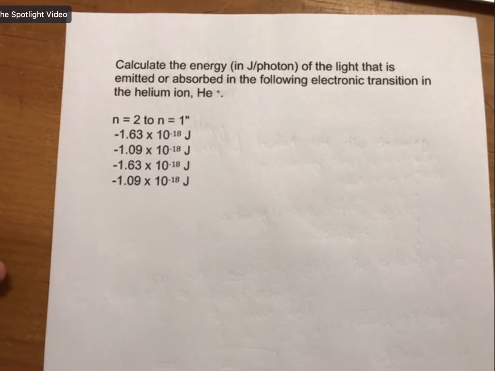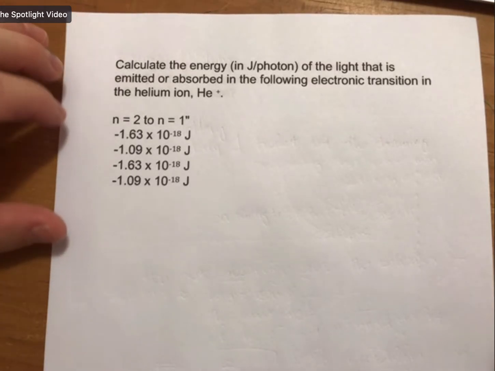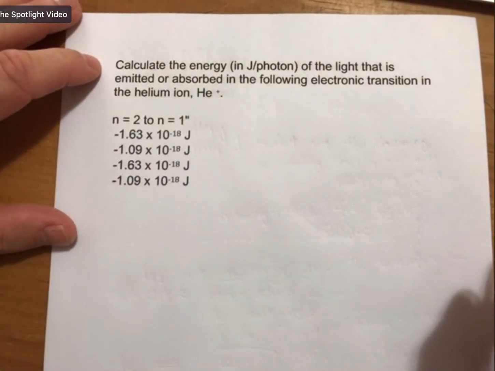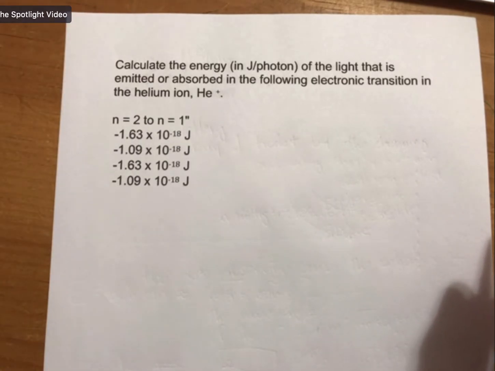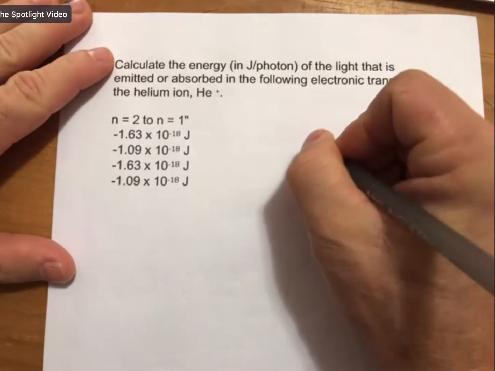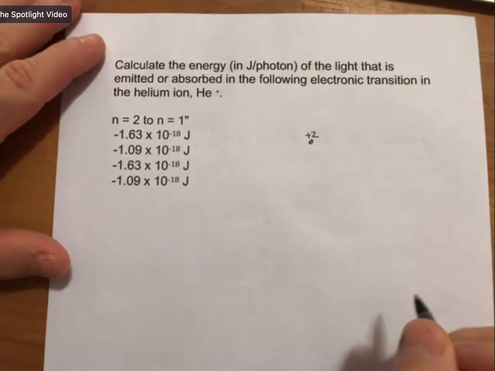We'll see if the right answers are actually on this list. It says calculate the energy in joules per photon of the light that is emitted or absorbed in the following electronic transition in the helium ion. So this is going to be helium, so its nucleus is going to be plus 2.